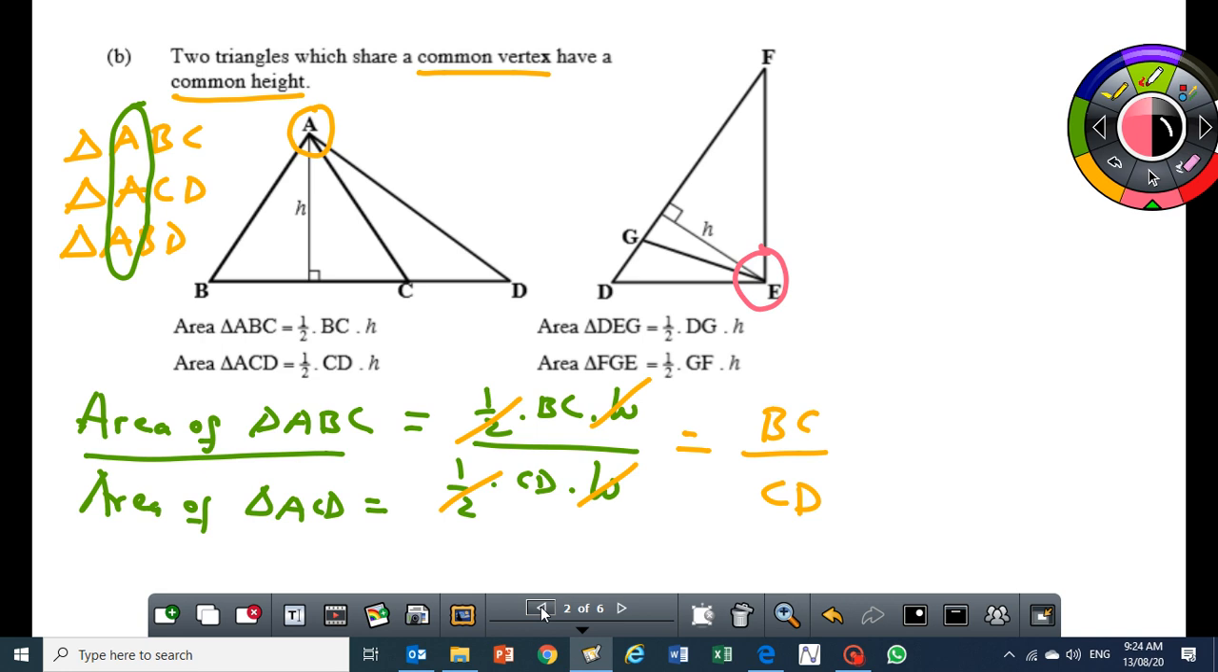If any two or three triangles have a common vertex, it means they have the same height or altitude. Therefore, the ratio of their areas will be equal to the ratio of their bases. That concept, you are going to encounter lots of questions where you need to know that.